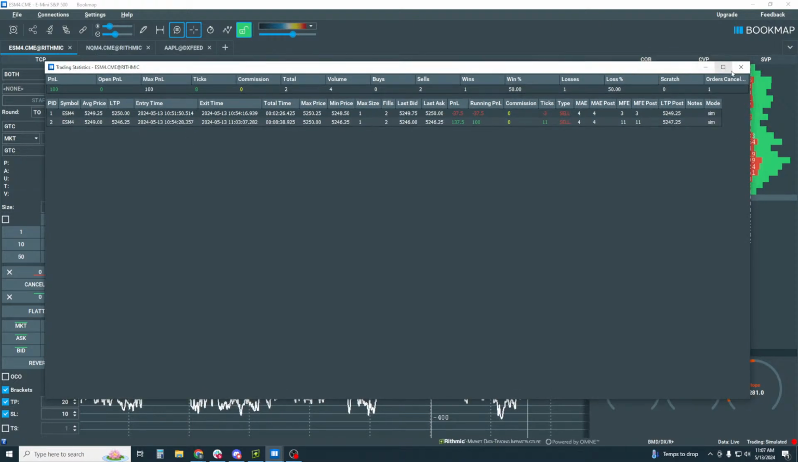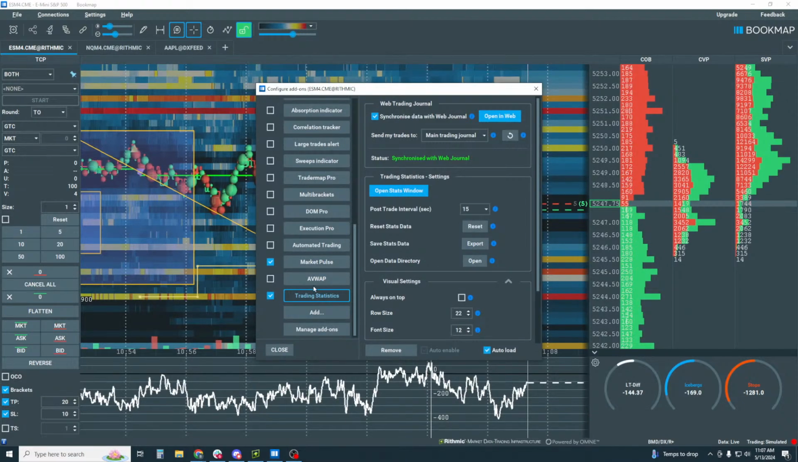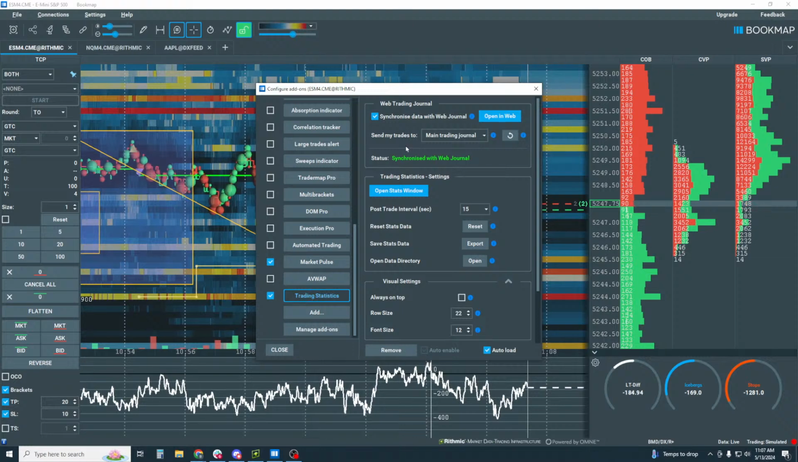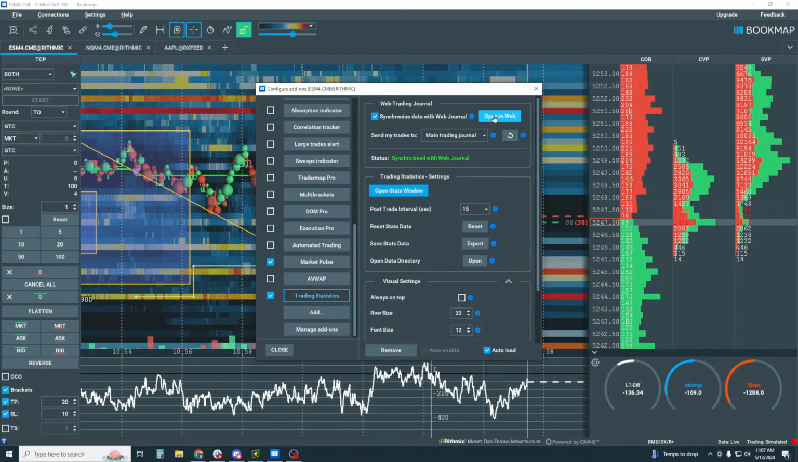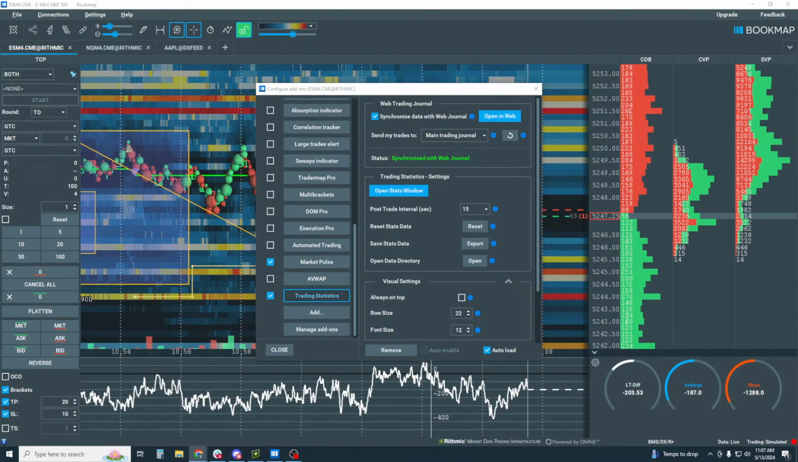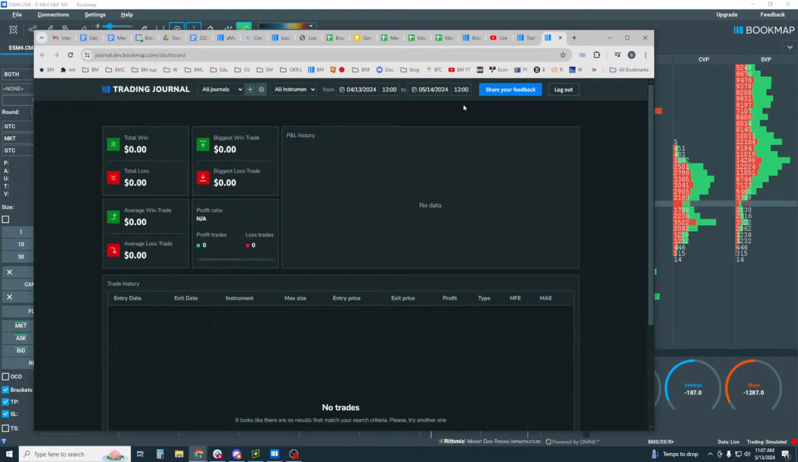Anyway, now this has to be open. You can close this window here, but this has to be on. And then you can sync it here with your web trading journal. So just click on this button here, and then it will pop up, and then we can log in here. And then here's our trading statistics. Now it's from today only, or I'm sorry, it's a month.